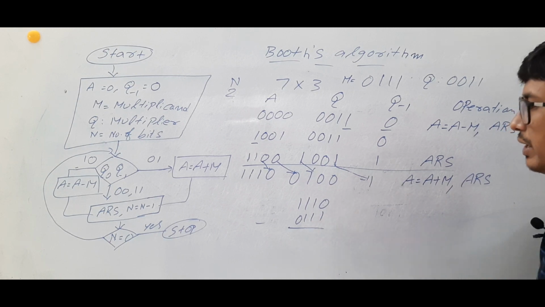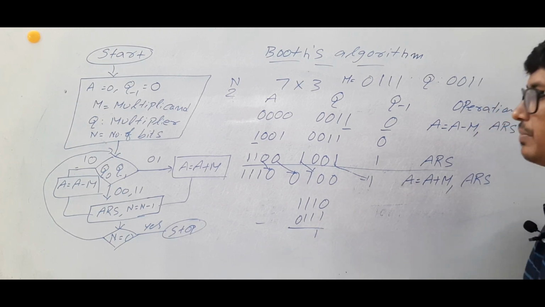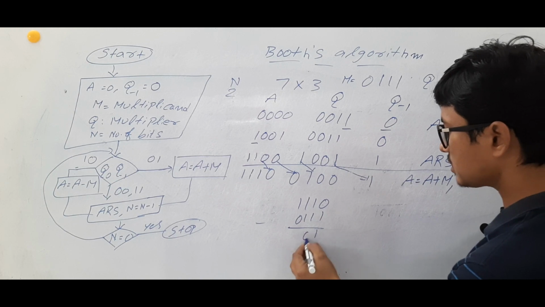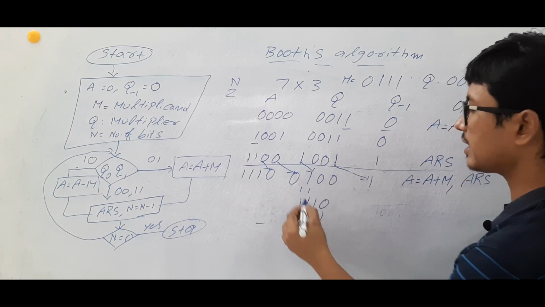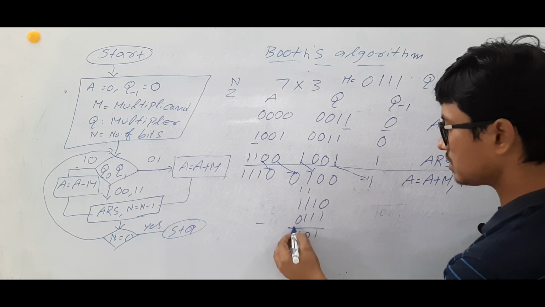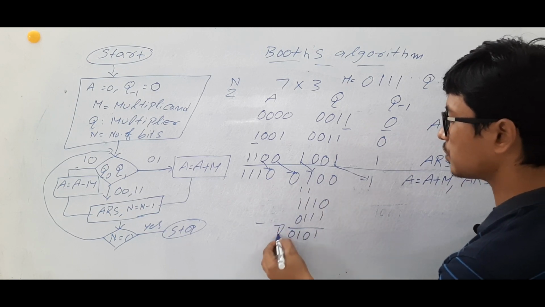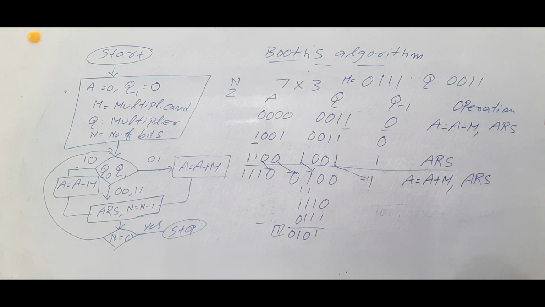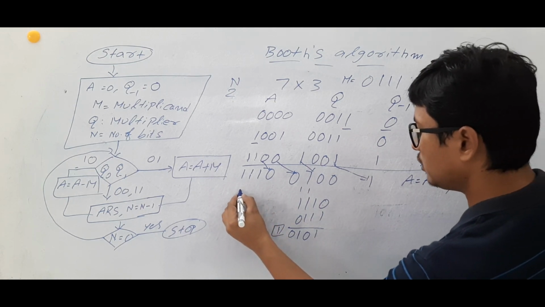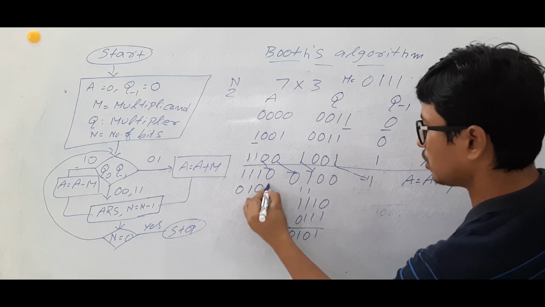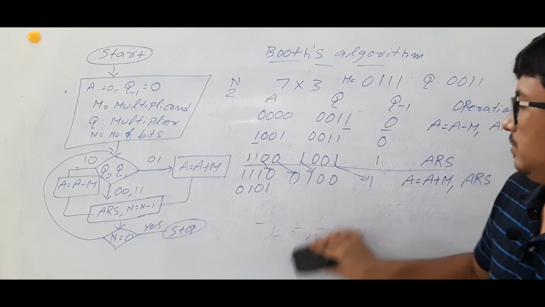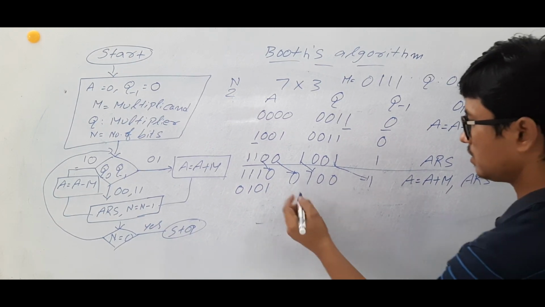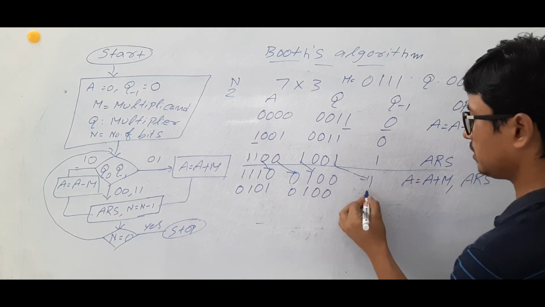If it is 0, 1, you will get the sum as 1. Then 1, 1, sum as 0, carry is 1. 1, 1, 1, sum as 1, carry is 1. 1, 1, if you add, sum as 0, carry is 1. This end carry, you will neglect it. If you neglect this end carry, then A value will be 0, 1, 0, 1. Then 0, 1, 0, 0, then you have 1.